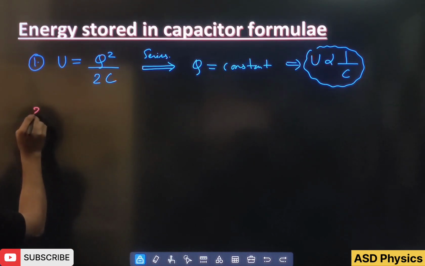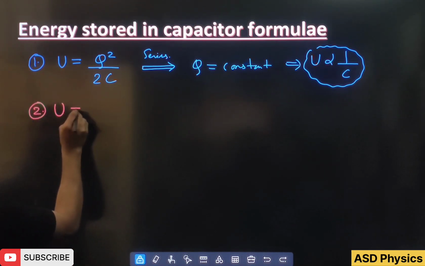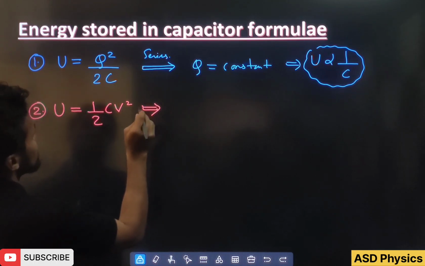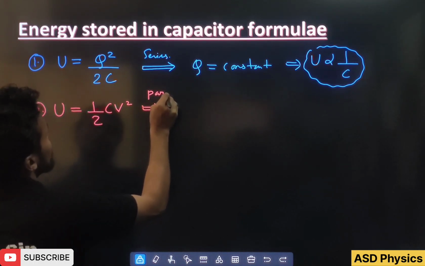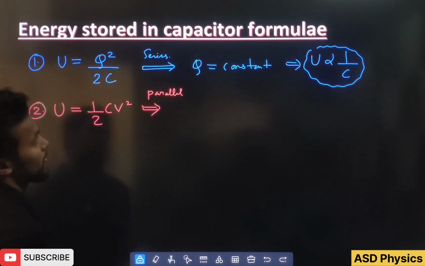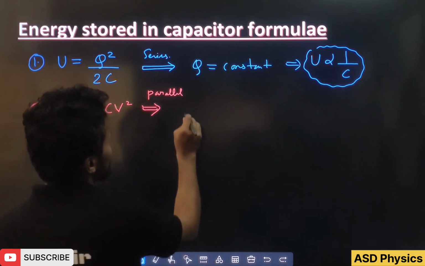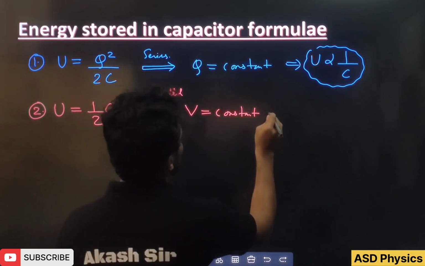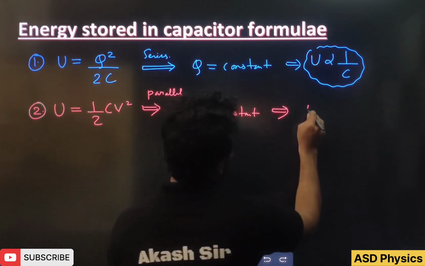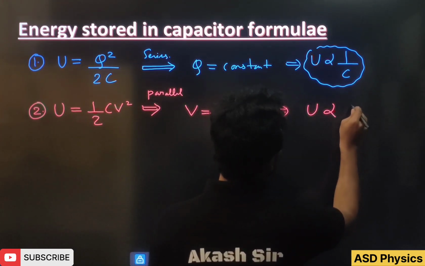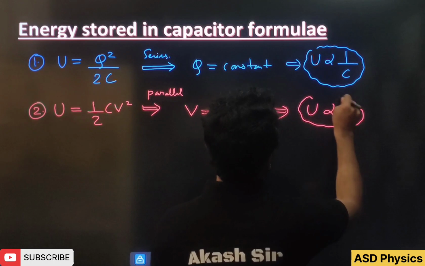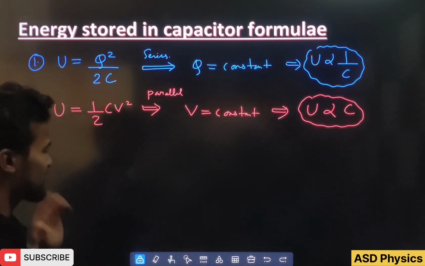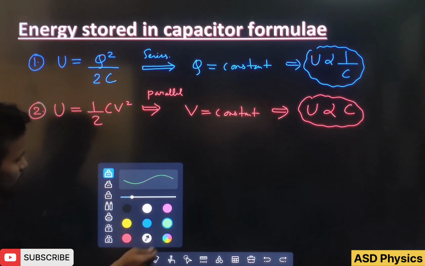Next, the second one. You know one more formula: U equal to half CV square. This formula we have to use when the capacitors are connected in parallel. In that case the potential difference will be constant. So when the potential difference is constant, U will be directly proportional to C. So the first formula is for series connection, the second formula is for parallel connection. Most of the time these formulas will be used.